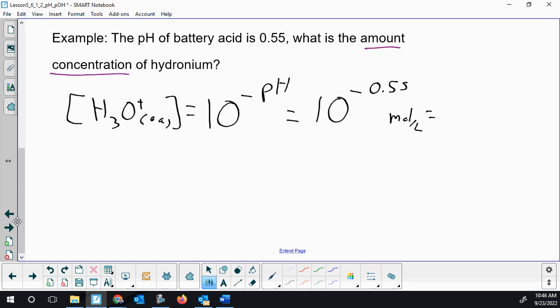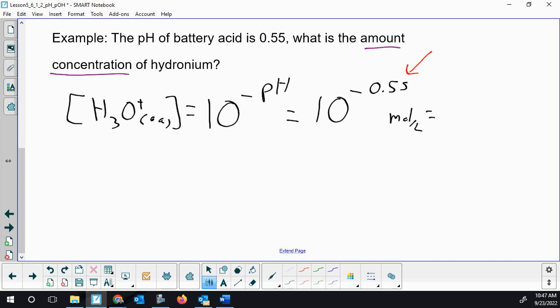The sig fig rules for multiplication and division is keep the lowest sig figs. Addition and subtraction is track places. Okay? But we're doing a power of operation, so they're different sig fig rules. So this is a brand new statement, but it's an outcome of Chem 20.